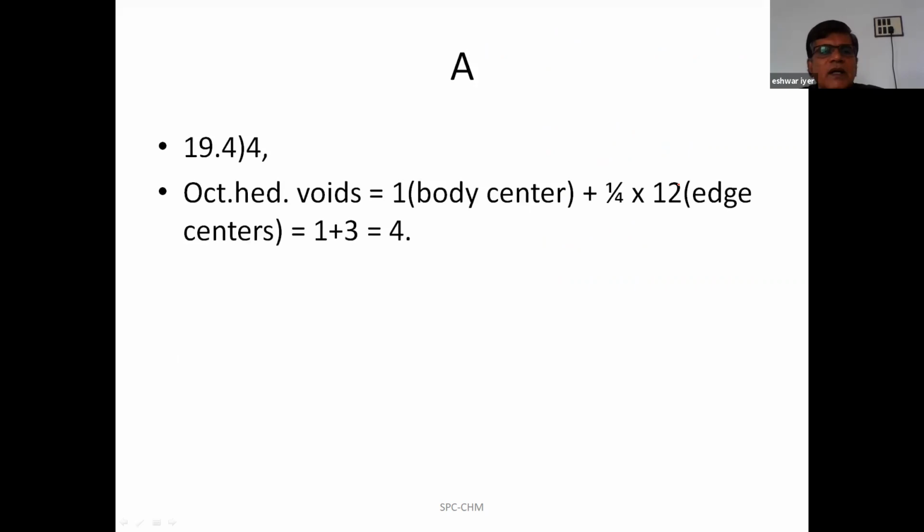Yes. Octahedral voids: there is 1 at the body center, exactly at the center of the cube. Then there are 12 edge centers, each contributing 1/4, because a constituent at the edge center will be shared by 4 unit cells. So the portion that comes to 1 unit cell is 1/4, into 12. So that is 3. It is 1 plus 3, that is 4.